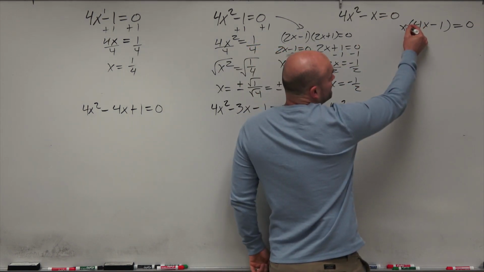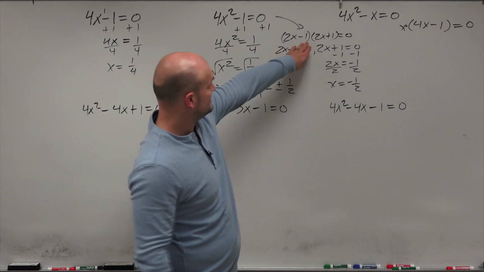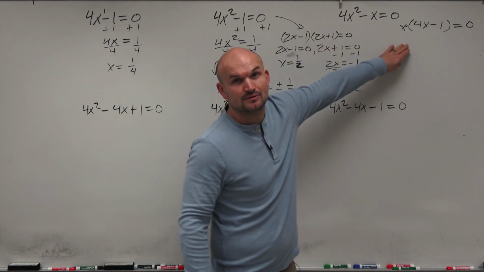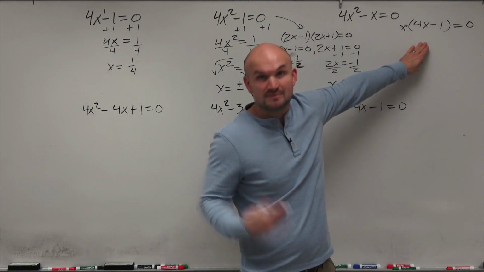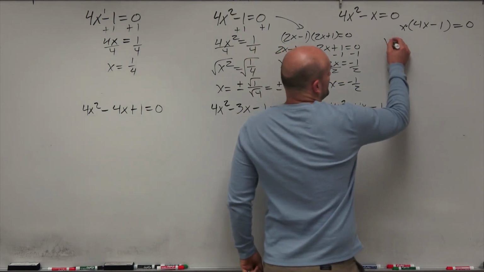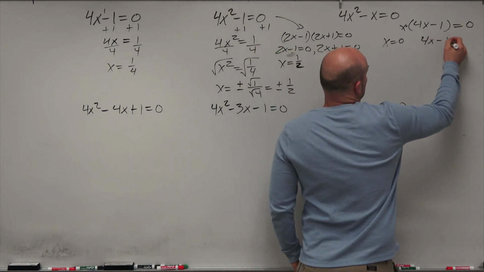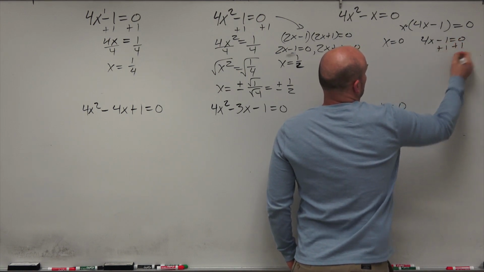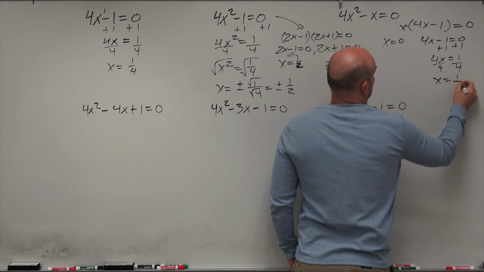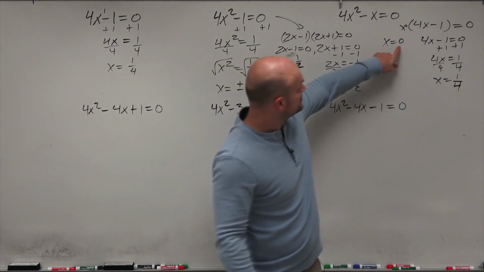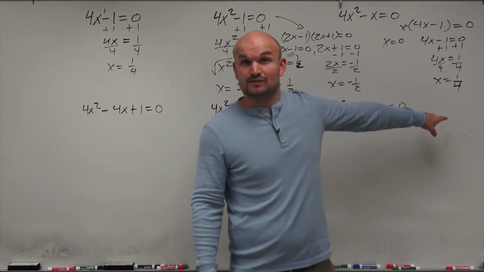So you can always check your answer on factoring. But now I have a product equal to 0. So just like I did over here, I can set my product equal to 0, because again, if you have a product equal to 0, then one of these has to equal 0 to make the equation true. So therefore, I just set both expressions equal to 0, and now I can just solve. And therefore, I get my 2 solutions of x equals 0 and x equals 1/4.